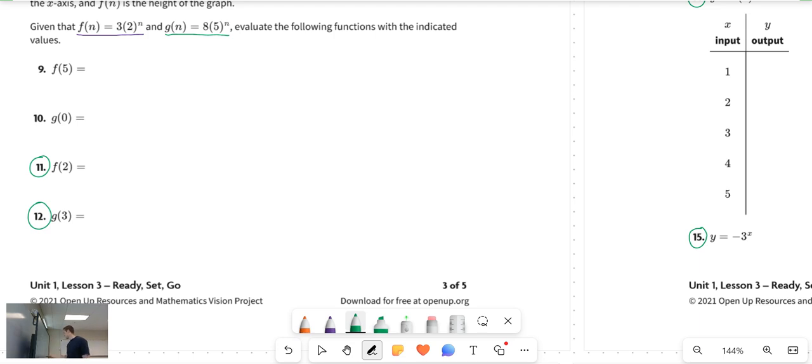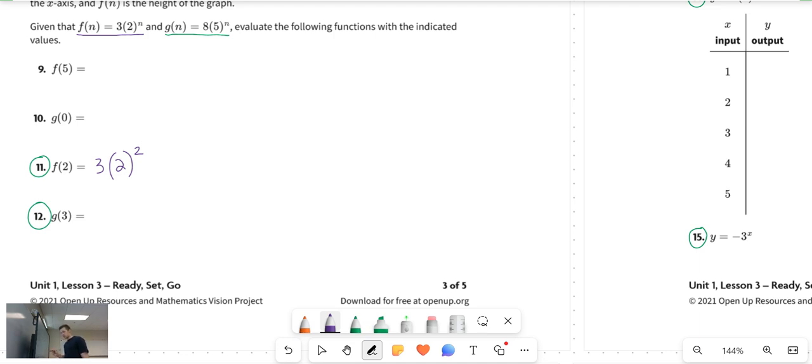So where was I? All right, so number 11, we need to evaluate f of 2. So we're going to be working in purple then. f of 2 is going to be, remember, when we have f of a number, we're just going to plug that number in wherever we see n, right? So this becomes 3 times 2 to the n, which just becomes 2. All right, so 3 times 2 to the 2.